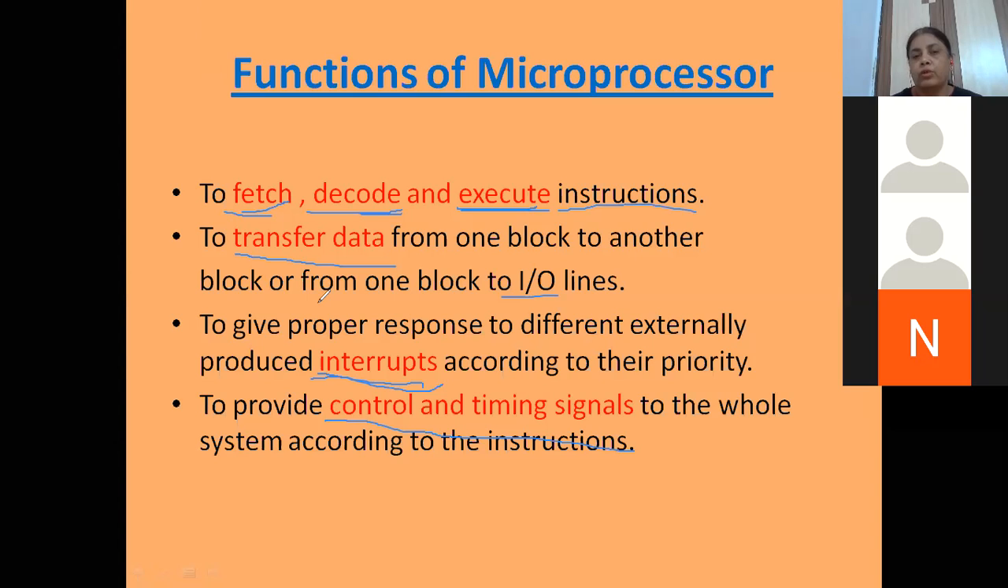Understood? So what are those points? Fetch, decode and execute instructions. It helps to transfer data from one place to another. It provides timing and control signals, and it handles all types of interrupts. So these are the main 4 functions of microprocessor. Understood? Everyone?